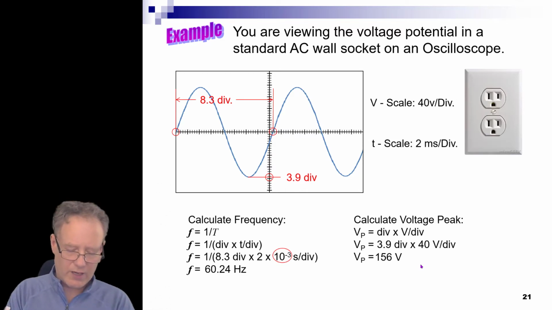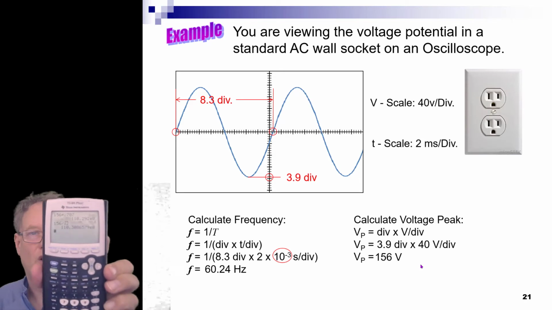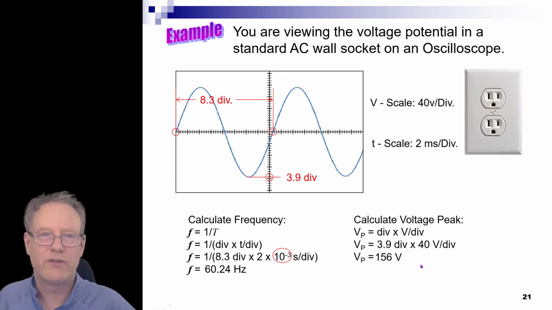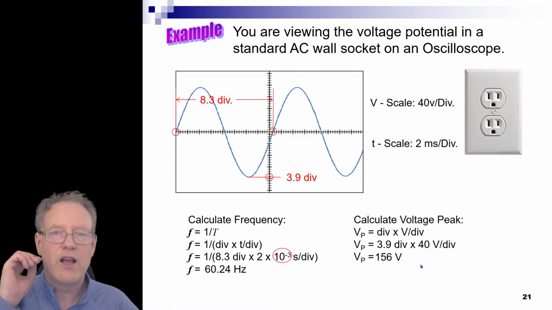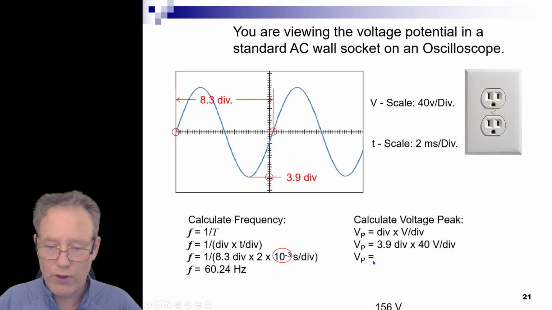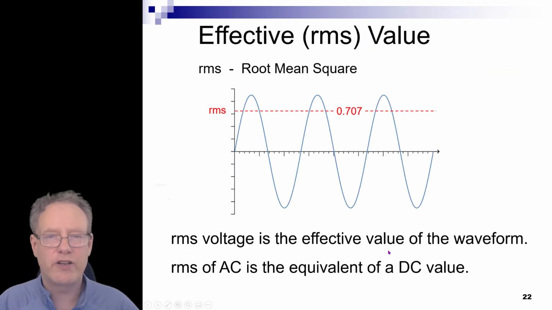Times 0.707 equals. Now I'm going to write it again, 156 divided by the square root of 2, which is a couple extra buttons. And you know what? I'm getting the same value. I'm getting 110.12 or 110.3. It's okay, it's the same thing. So we just roll with 0.707, and that's fine. It saves you a couple extra steps in your calculator. So the peak voltage of 156 volts is going to have an RMS of 110 volts.